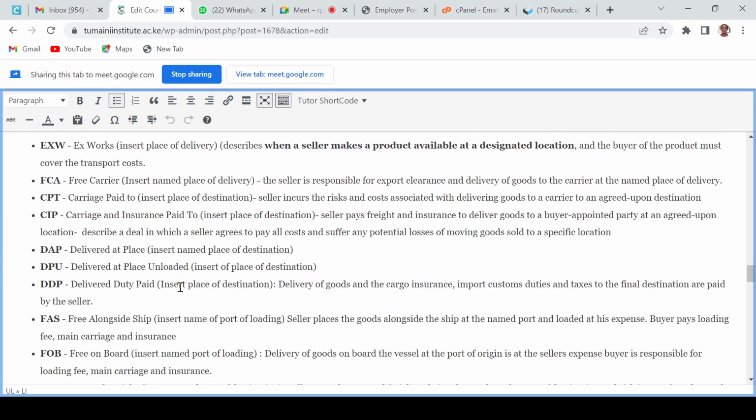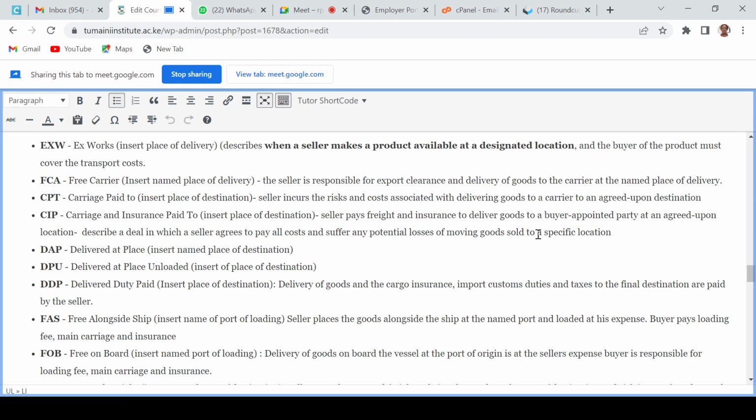Then there is what we call CPT. CPT, carriage paid to. So remember pale juu tumesema carrier. So when it is carriage paid to Dodoma, carriage paid to Dar es Salaam, it means the exporter or the seller incurs the risk and cost associated with delivering goods to a carrier to an agreed upon destination. So there is an agreed destination where you are saying carriage paid. I have paid for the transportation of goods from this point to this point as we had agreed, and I have taken care of the risks when the goods are being delivered, or they are on their way to the place we agreed upon.